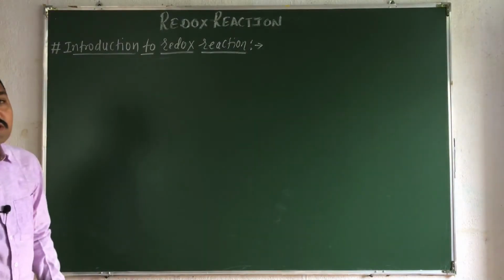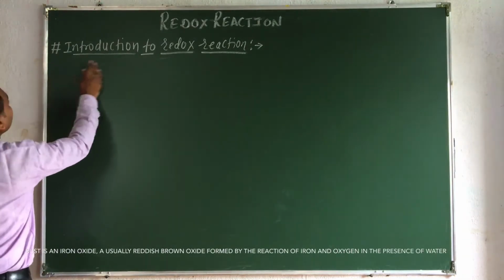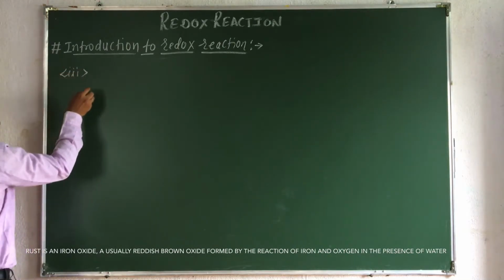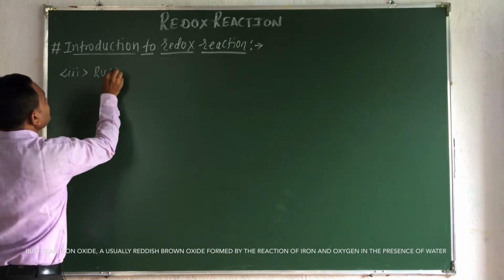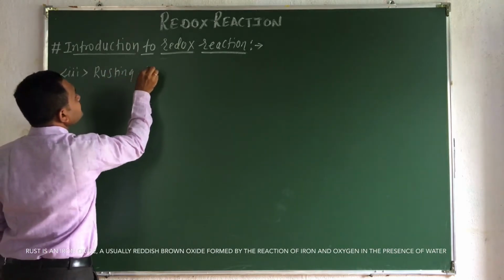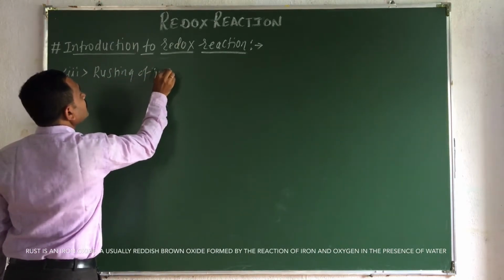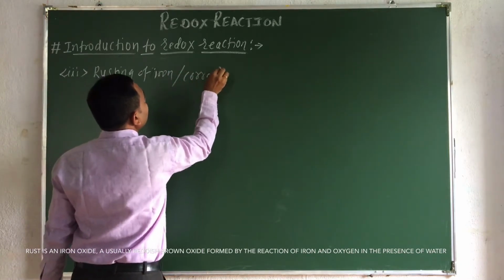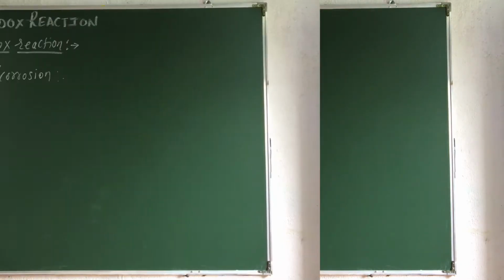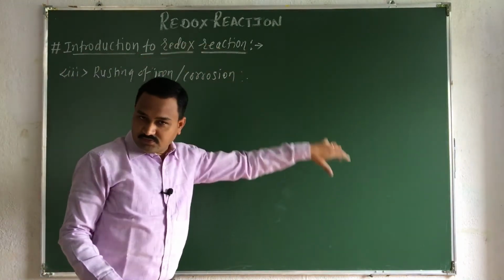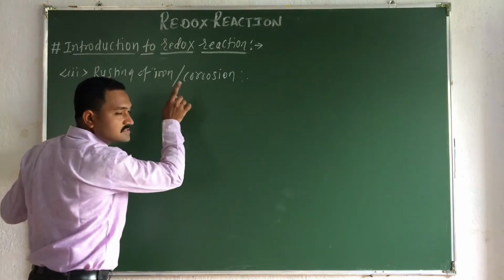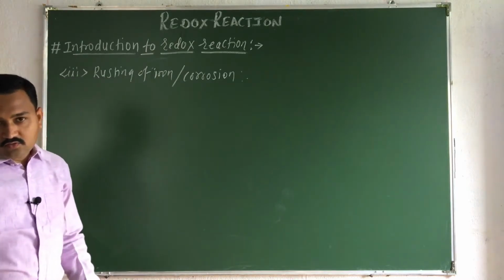Now next, generally in nature we observe the rusting phenomenon, the rusting of iron. Generally, this process is known as corrosion. Another redox reaction observed in nature is nothing but rusting of iron, or corrosion. Now, what is rusting?